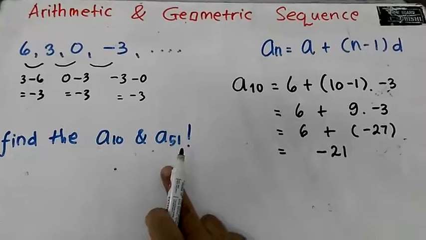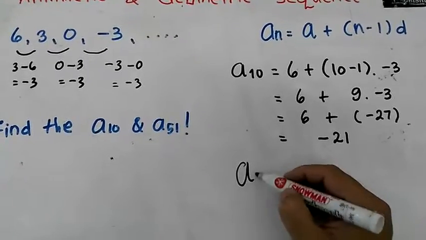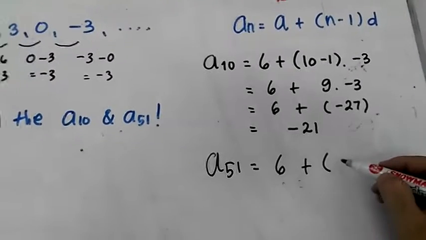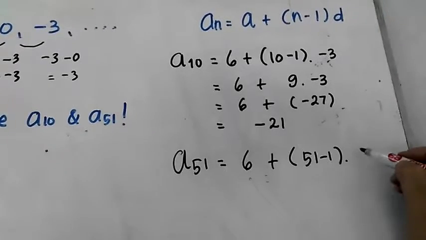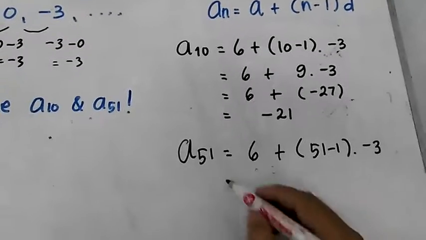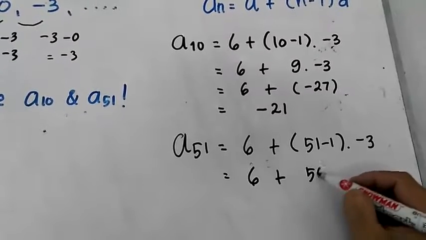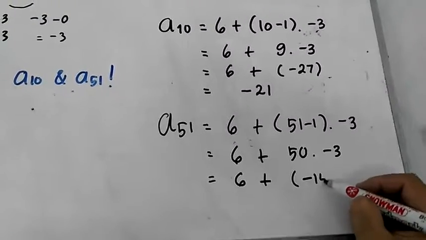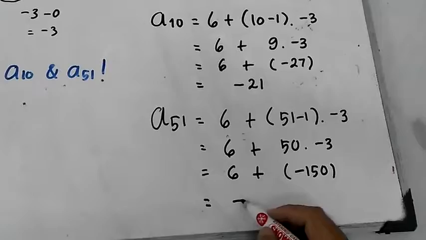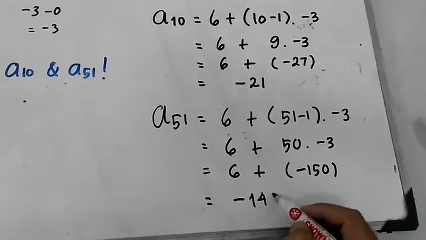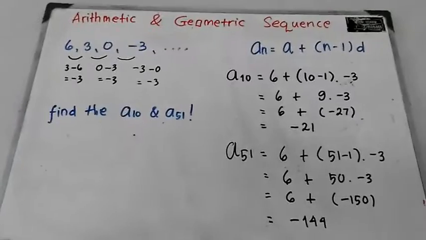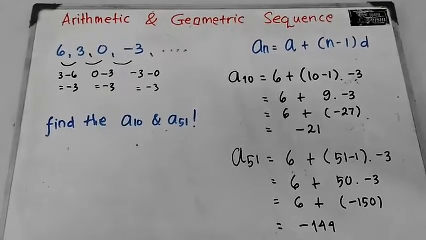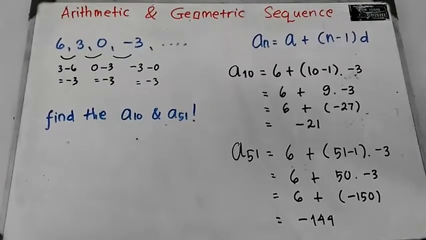Now we continue to calculate the A51. Do the same thing. It is 6 plus n minus 1, which means 51 minus 1, times the difference. The difference for this sequence is negative 3. So 6 plus 50 times negative 3. It will be 6 plus negative 150. So the result will be negative 144. Yes, so this is how we find the n term of an arithmetic sequence.